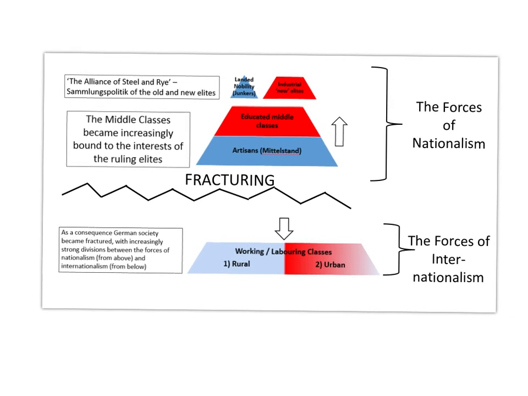So, summing up then, that fracturing of German society. And this didn't happen in one go, but it gradually got worse and worse over 30 or 40 years, from 1871 to the point by the outbreak of World War I in 1914, where arguably German society was very, very divided, because of these events.